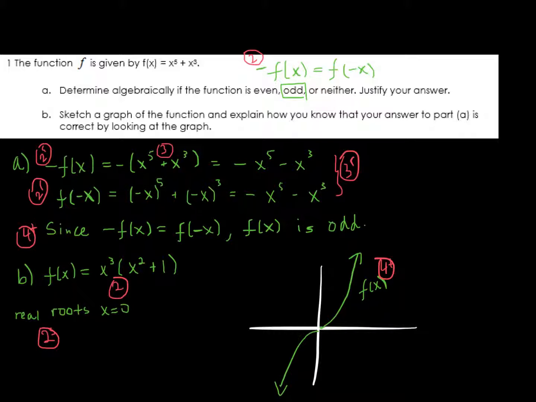For part B, I need to sketch the graph of this function, so I need the end behaviors. That's easy since this is an odd degree polynomial with a positive leading coefficient: increase to the right, decrease to the left. Now I look for the roots. I can factor this easily, and factored form is going to allow me to set it equal to 0 and solve. So I have two factors, and one of them is very clearly going to be 0 when x is 0. This will never be 0 because anything squared is positive, plus 1 will always be positive. So I'm going to have one real root, and that makes this pretty easy to sketch as such.